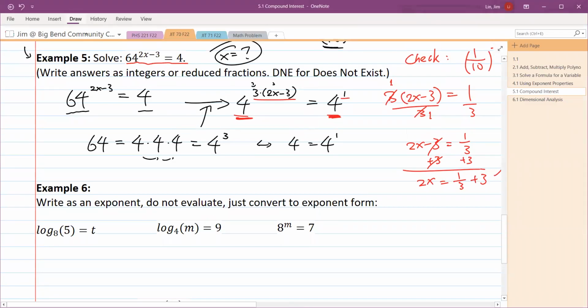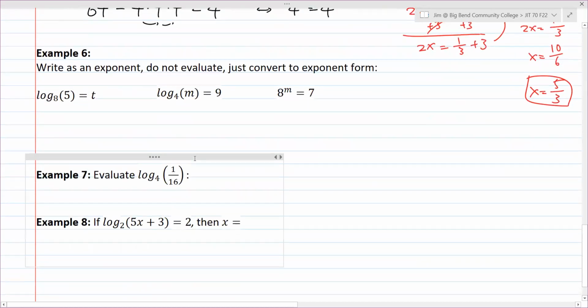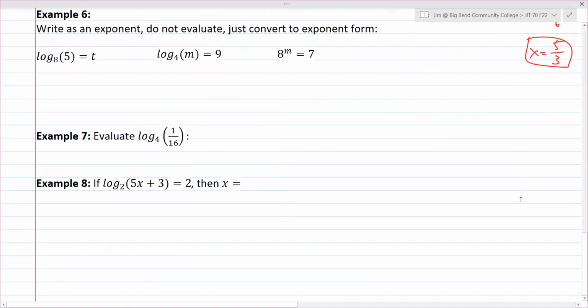All right, next, let's check out how we work on the logarithm function. So example number 6, write as an exponent. Do not evaluate it, just convert it to exponent form. So if you see this type of question, that means you don't need to calculate anything. You just have to turn the log equation into the exponent equation. That's what a regular lecture video shows you.